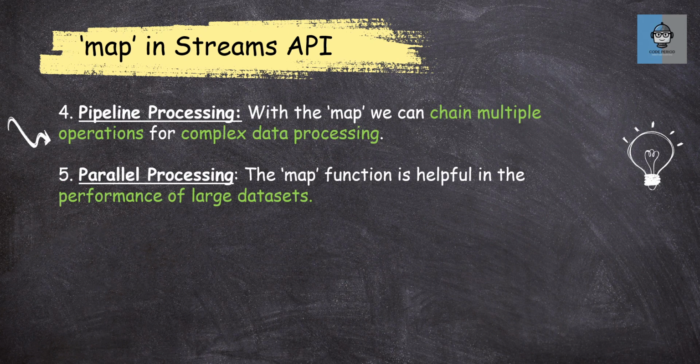Then we have pipeline processing. Now with map, we can chain multiple operations, and we will come across those kinds of programs for sure, and we will see how map is helpful with complex data processing. And lastly, it helps a lot with parallel processing, and we will see how it is of great help when we are dealing with large data sets.